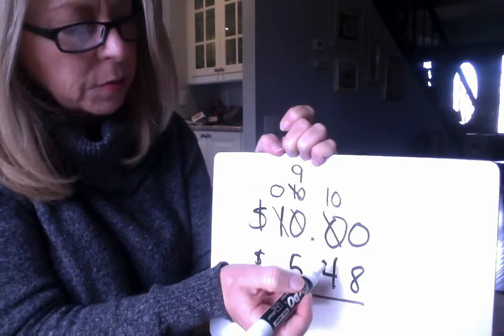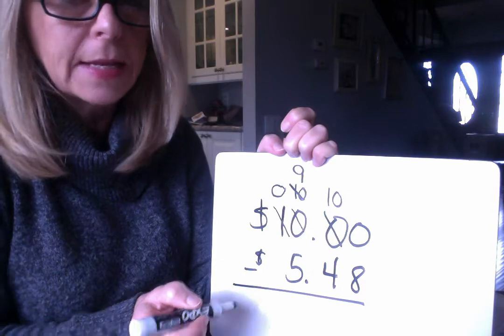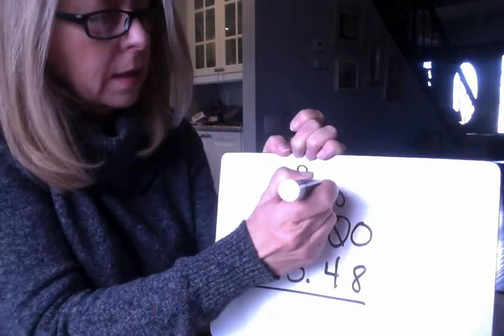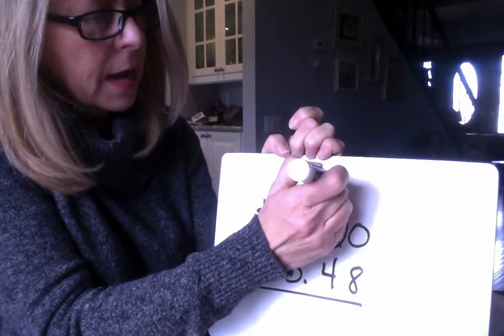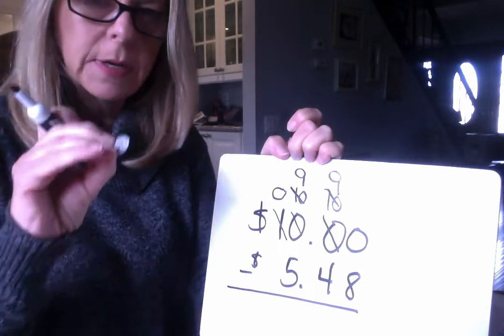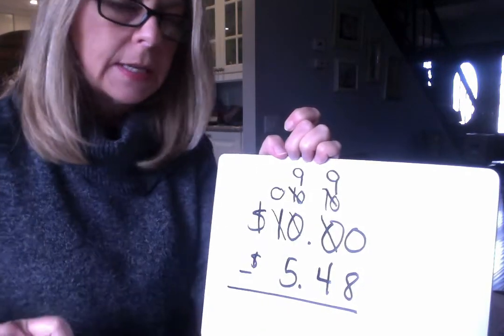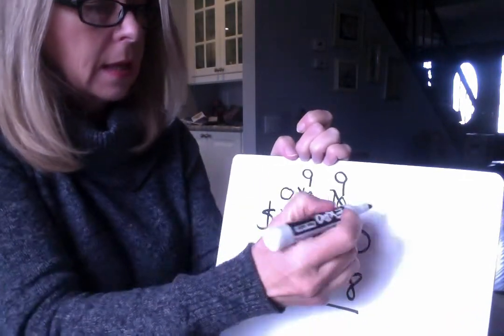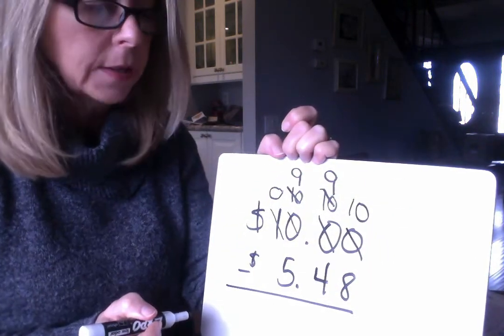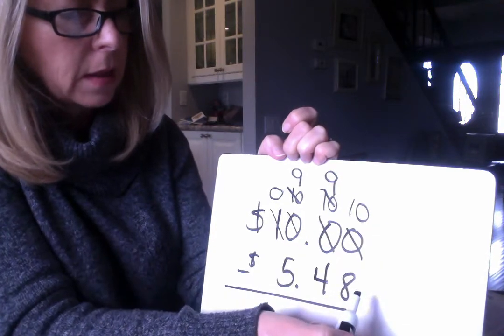Now I can take my dimes away, but that wouldn't leave anything for the pennies. So we've got to do one more trade in. Take one dime. Take one dime away. Now we have 9 dimes. And give that dime to the pennies. So we're going to change that into 10 pennies. So we write 10 right here. Now we can subtract. Okay, so we start over here in the penny column.